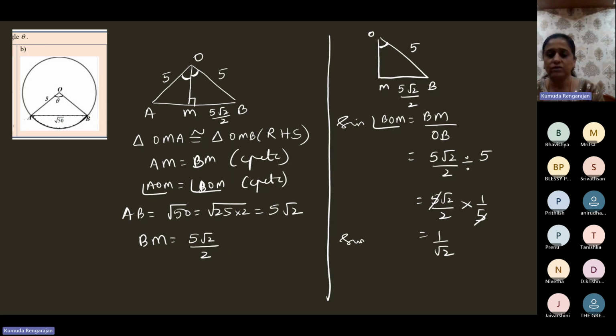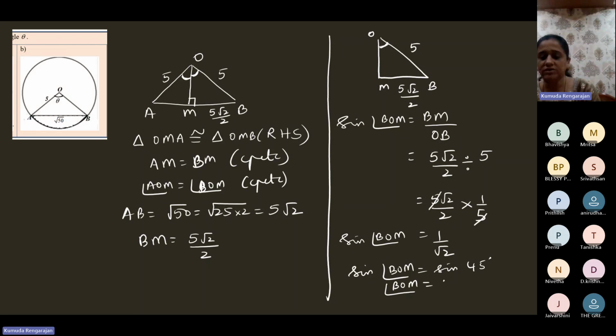So sine of angle BOM is equal to 1 by root 2. In the sine table, when do we have 1 by root 2? Sine 45. Sine 45 degrees is 1 by root 2. So on comparing both the sides, angle BOM is equal to 45 degrees. If angle BOM is 45, what is theta? The whole angle AOB. Therefore, angle AOB is equal to 2 into 45, 90 degrees.